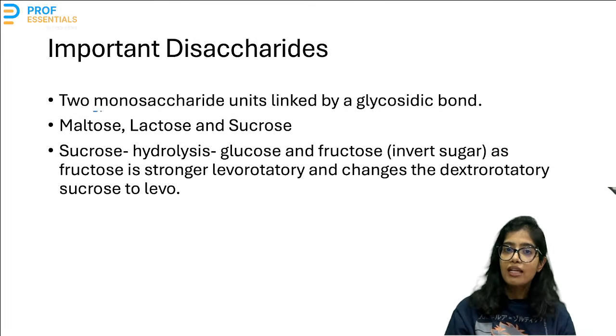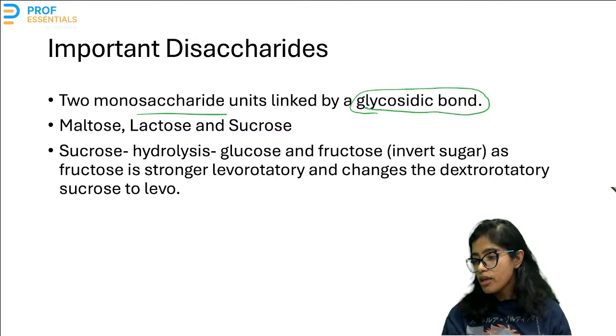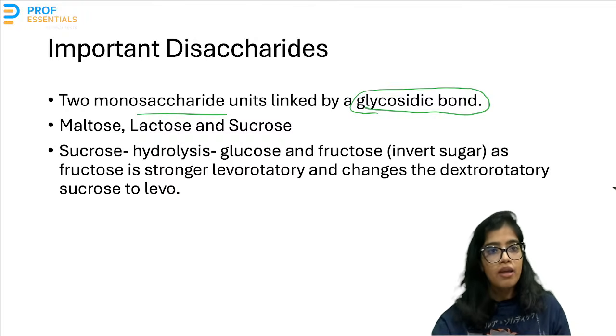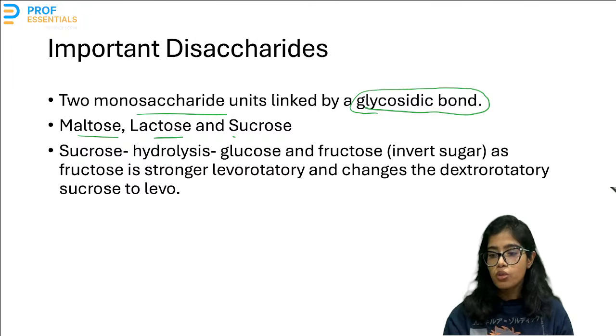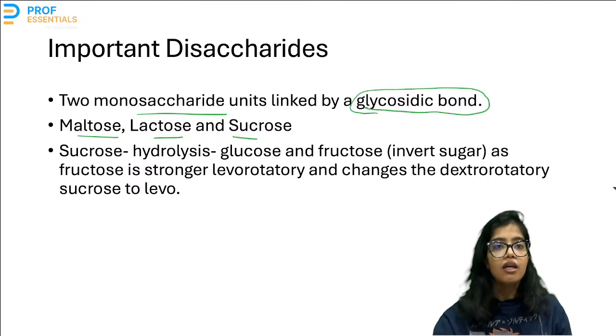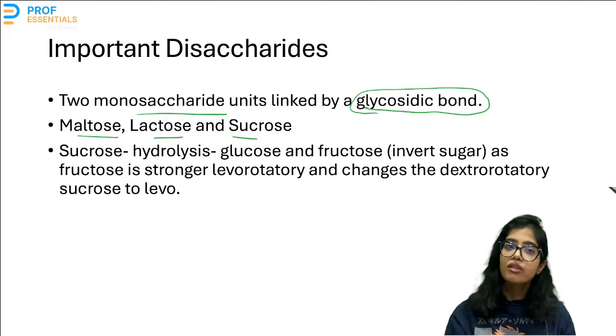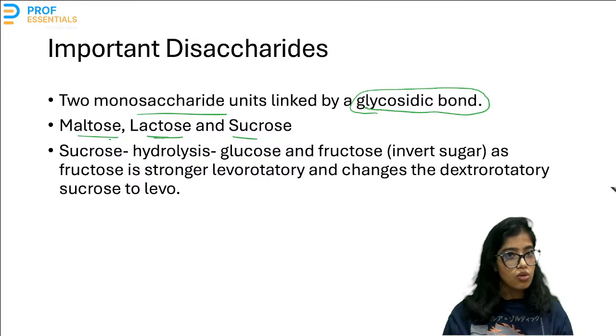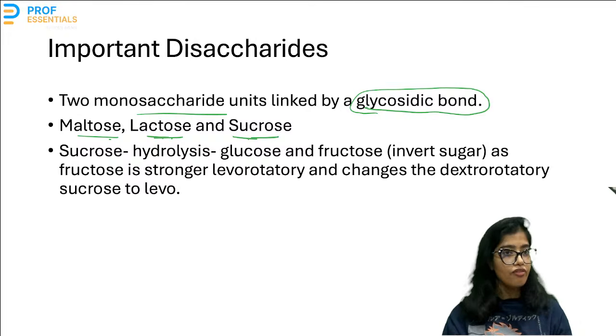So two monosaccharides linked by a glycosidic bond, as I already explained, is what forms a disaccharide. Okay, now maltose, lactose and sucrose. Quickly tell me, maltose is a disaccharide of glucose and glucose. Lactose is a disaccharide of glucose and galactose. Sucrose is a disaccharide of glucose and fructose.